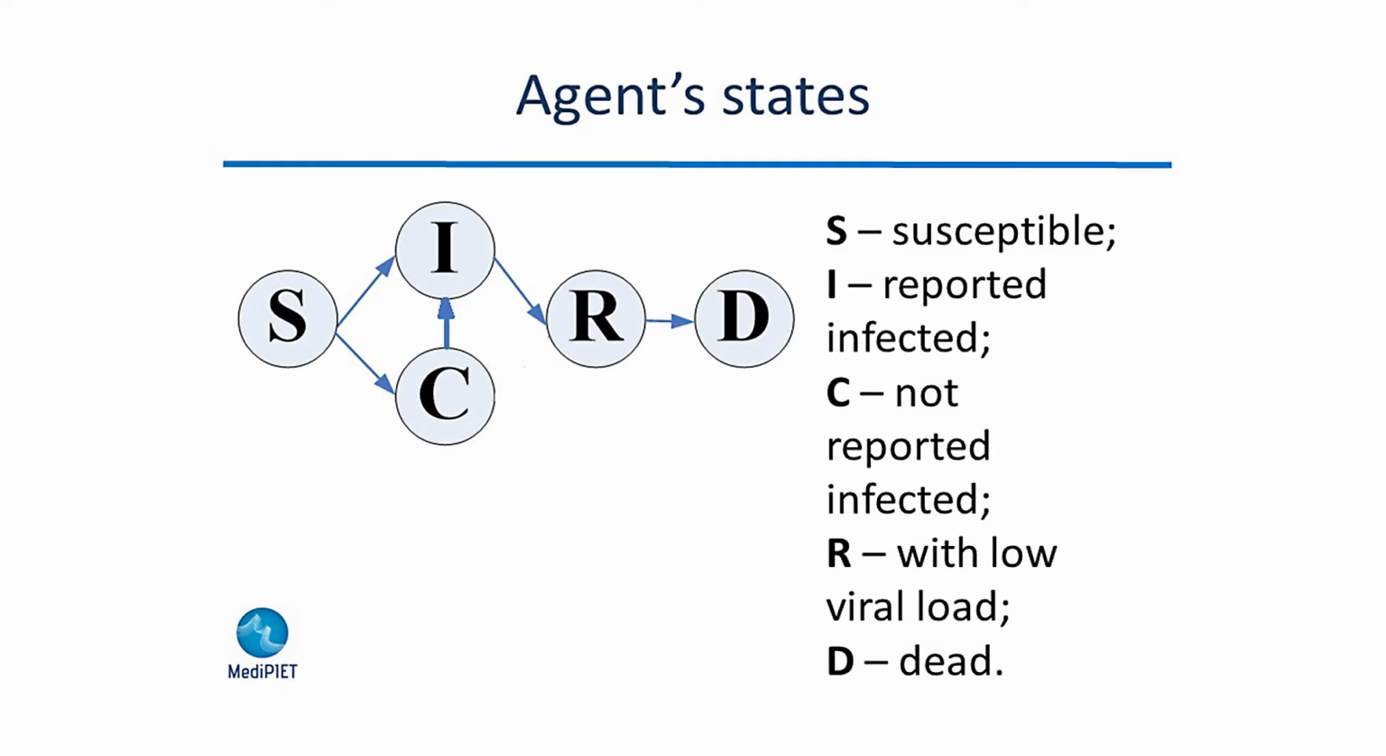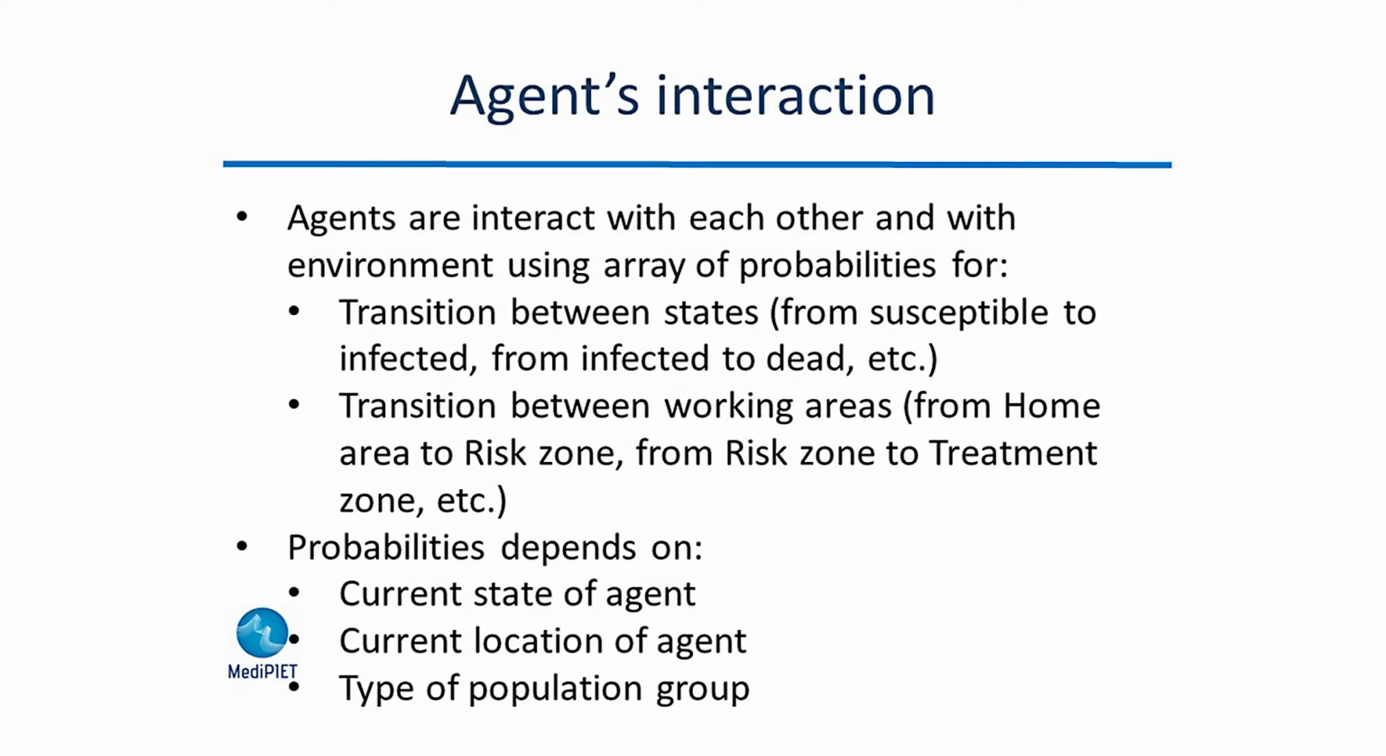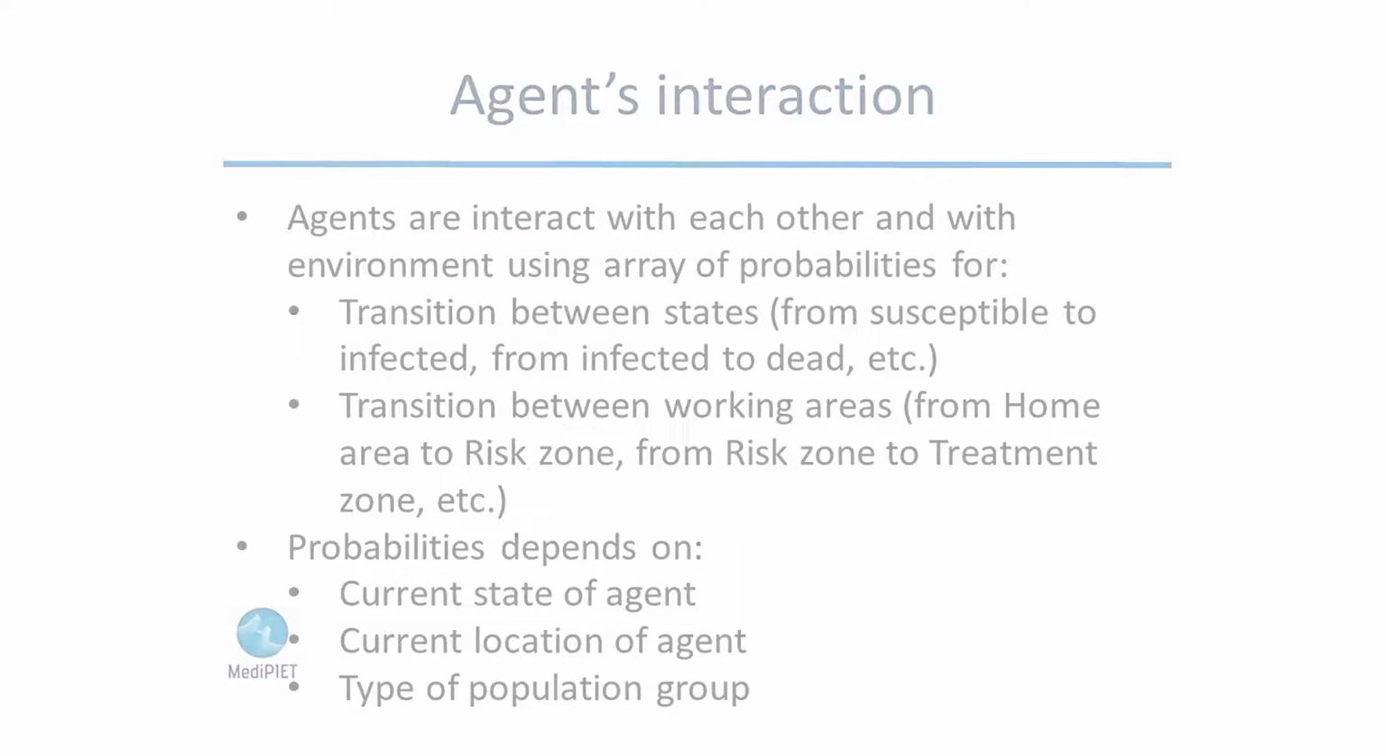In our model, we had 5 states defined. It's susceptible, infected and reported, infected and not reported, agents with low viral load, and dead agents. Agents interact with each other and with environment using an array of probabilities for transition between states and for transition between working areas. It's set by probabilities, and the probabilities depend on the current state of agent, the current location of agent, type of population groups, and they are found out by experimental way.